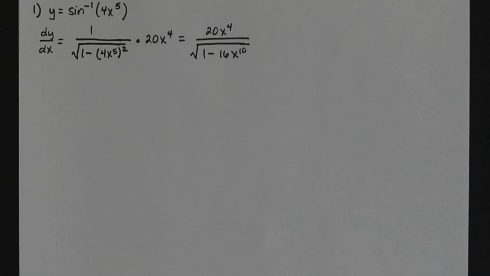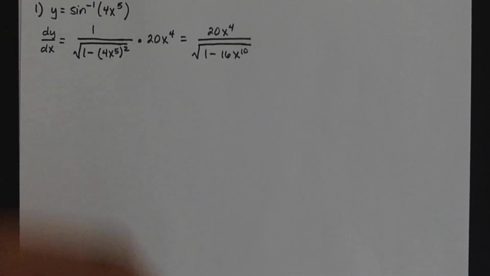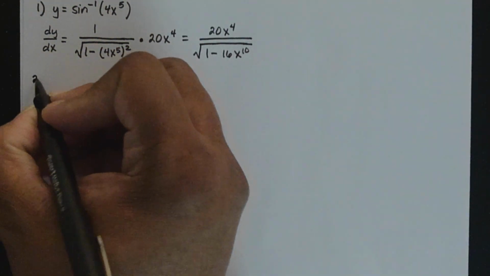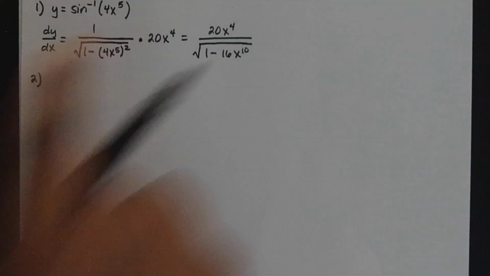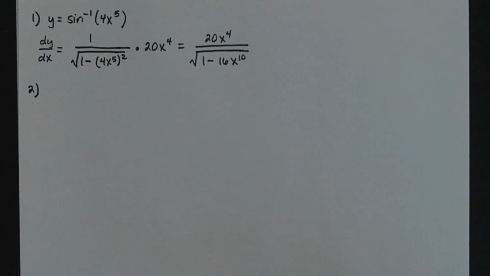So the derivative of the inverse sine of 4x to the fifth will be 20x to the fourth divided by the square root of 1 minus 16x to the 10th. Okay. Are there any questions about problem number 1? And this is from section 3.10, dealing with the inverse trig functions.